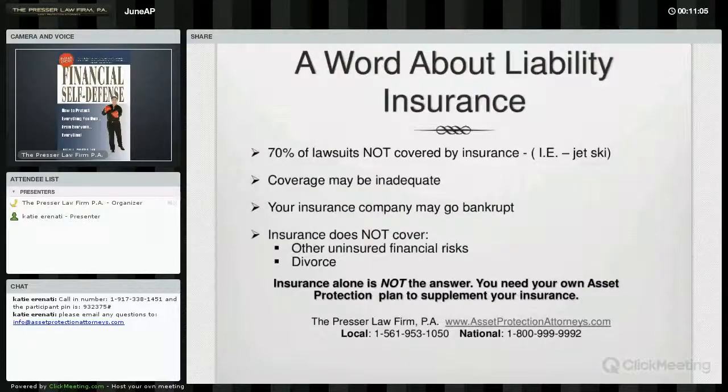Well, a lot of people say, well, I have insurance. Isn't that enough? And I am a big fan of insurance. I think it's cheap. It helps you sleep at night, and you can't go wrong. But with that being said, understand that 70% of lawsuits are not covered by insurance.